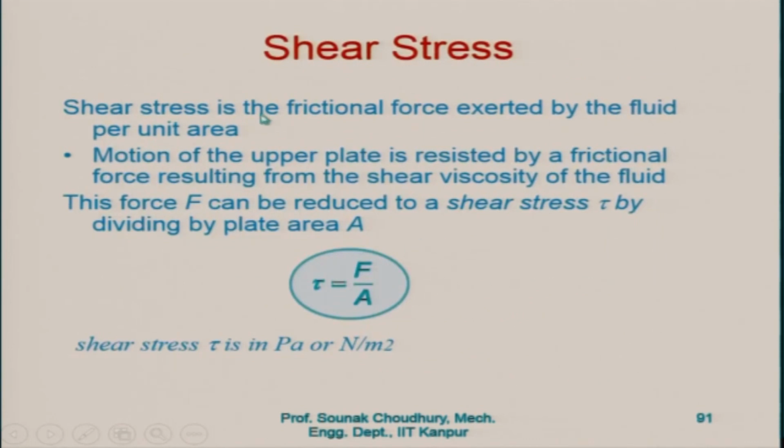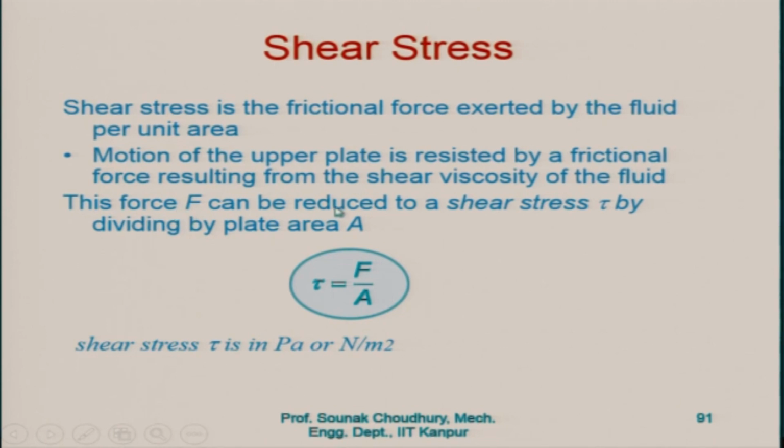Shear stress is the frictional force exerted by the fluid per unit area. Now, the motion of the upper plate is resisted by a frictional force resulting from the shear velocity of the fluid. There is a shear velocity, and because of that there is a frictional force, and that frictional force resists the movement of the upper plate, which is moving at a velocity v.